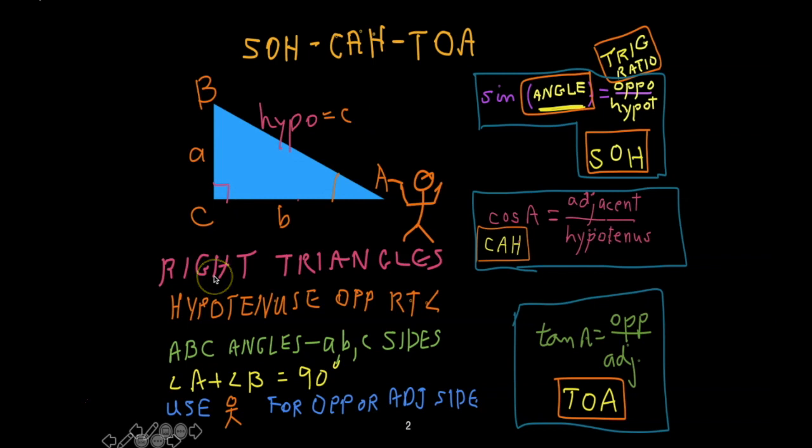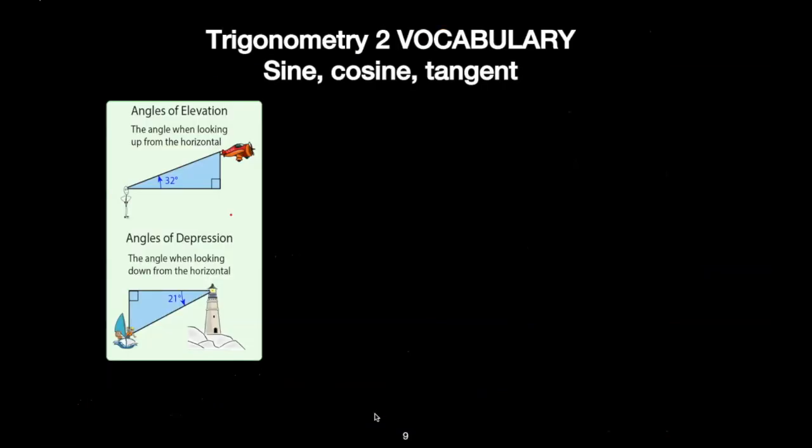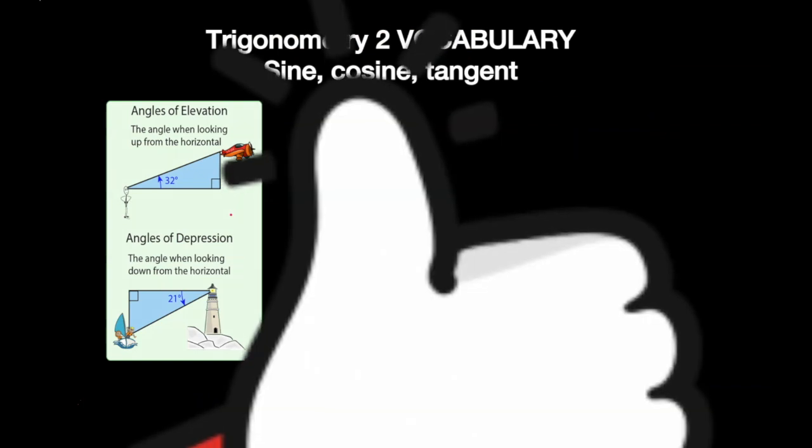A little reminder here about right triangles. The hypotenuse is always opposite to the right angle. It's the longest side. The angles are capitalized, A, B, C or D, E, F, and the sides are lowercase, a, b, c. Then the two angles, A and B, that aren't 90 will add up to be 90. And then I use this little man to help us think about where the opposite or the adjacent side is.